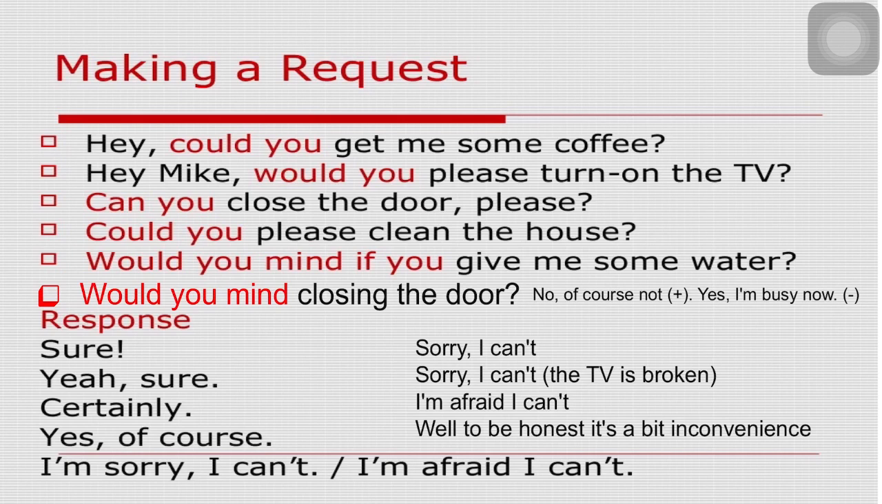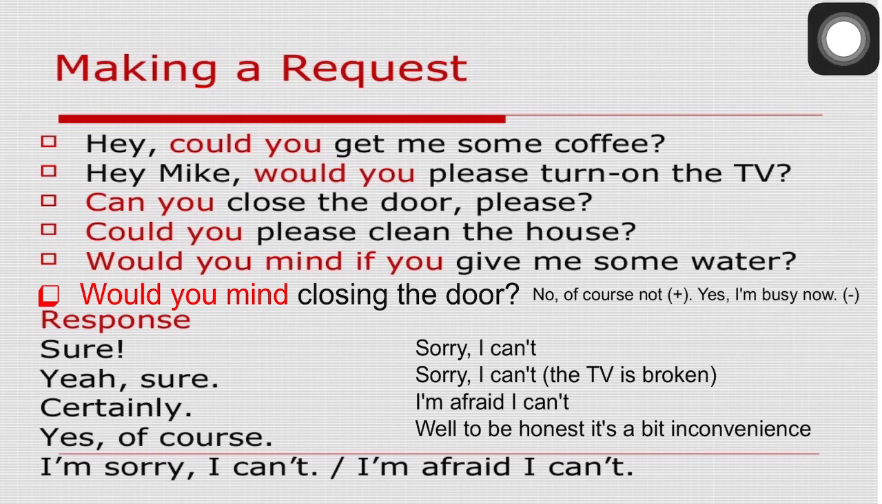Next, would you mind closing the door? Okay, it's similar with would you mind if you give me some water, but there it is "if you give" without ing. But if you just use would you mind, it means that you need to give ing here. So would you mind closing the door? The positive response means that you want to do it, so you answer with no, of course not. If you're not willing to do it, you can answer yes, I'm busy now. Okay.